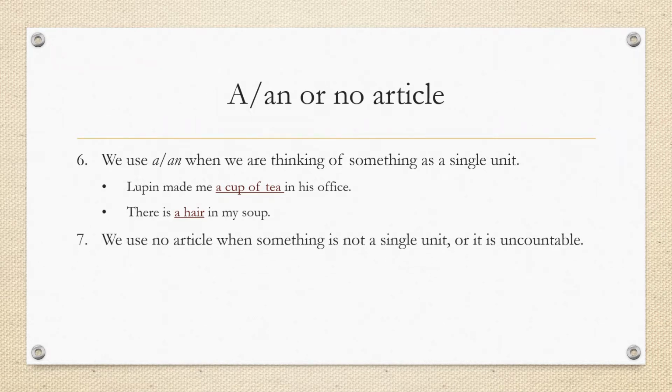We use no article when something is not a single unit, or it is uncountable. I must not tell lies, not a single lie, lies in journal. Curiosity is a great trait. Curiosity is an uncountable noun.